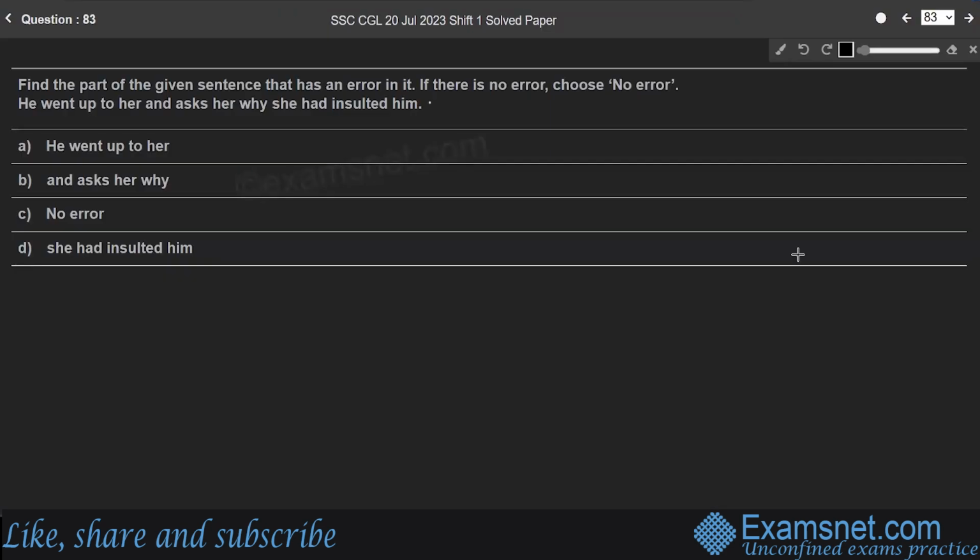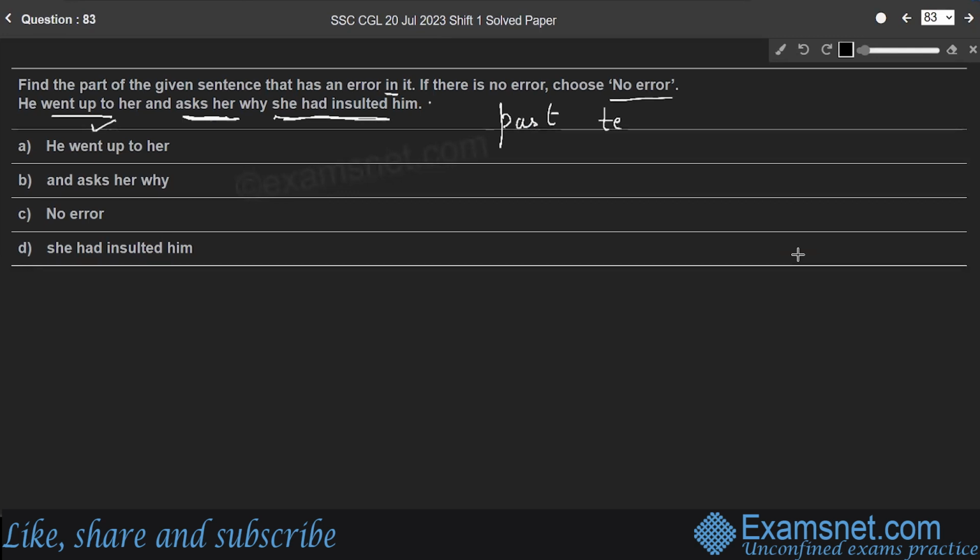Question 83. Find the part of the given sentence that has an error in it. If there is no error, choose the no error option. He went up to her and asks her why she had insulted him. Here, this part, asks her, has an error because the given sentence is in past tense. He went up to her and she had insulted him. So these two parts are in past tense. Therefore, the sentence should be consistent in its tense throughout.